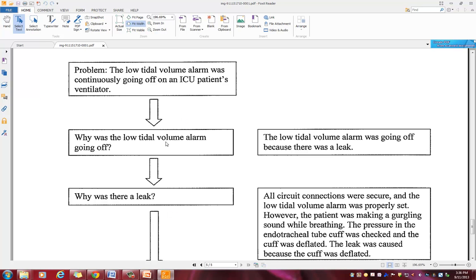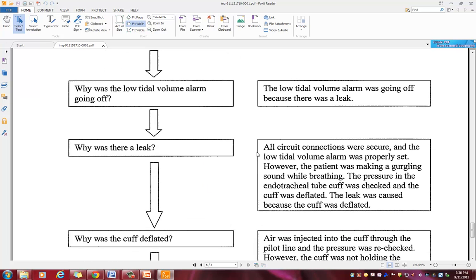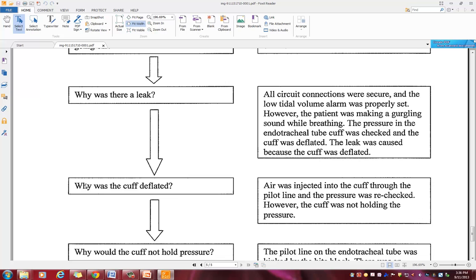So why was the alarm going off? They say because there was a leak. Why was there a leak? So do you see the pattern here on how one question logically leads to the other one? This is an example of good student work. So they had checked all these things, and they identified that the problem was the cuff of the endotracheal tube was deflating or deflated. And why was that?